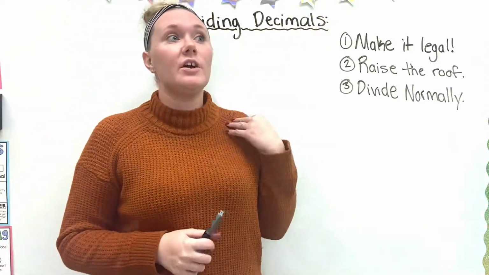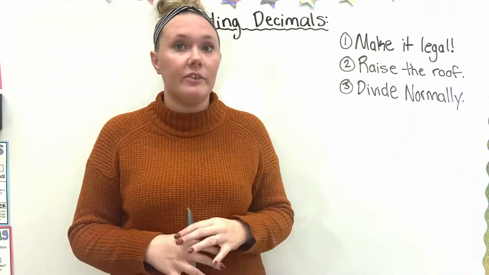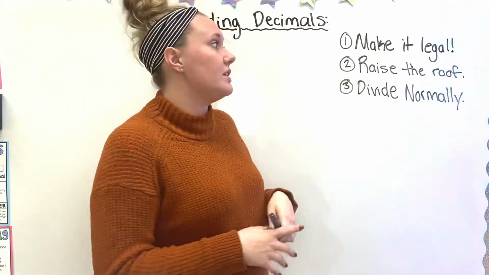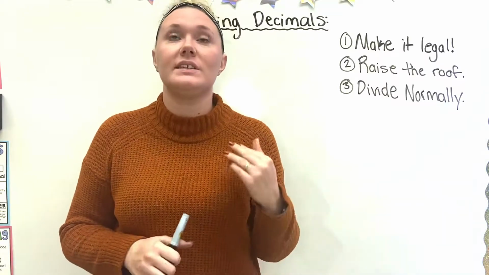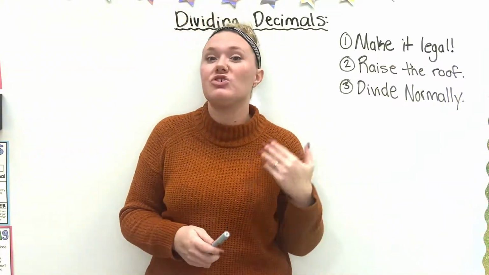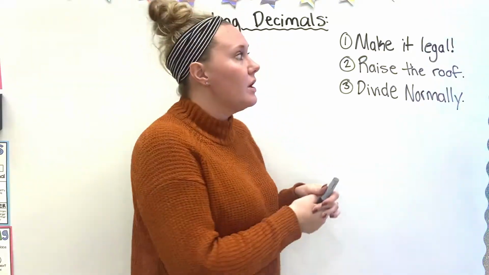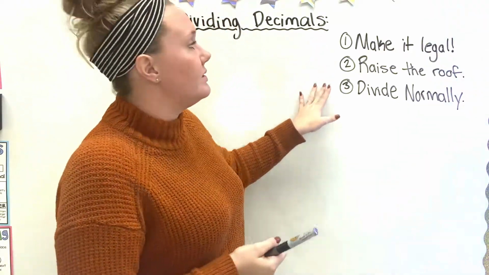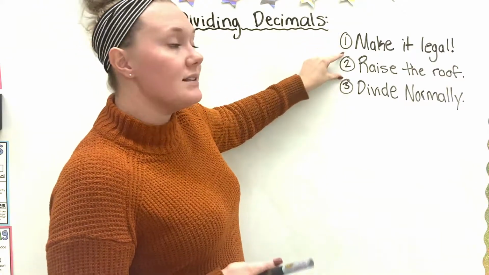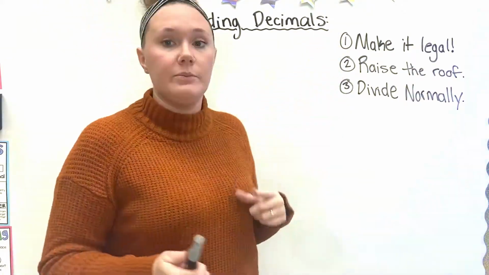All right. So now that we've done a whole process of just regular old long division, let's just jump right into decimals, because the easiest way to learn how to do this is just to keep on doing it and just keep working through the struggles until we figure it out. So I've rewritten our steps over here for us. Remember, first step is make it legal. Second step, raise the roof. Third step, just divide normally.